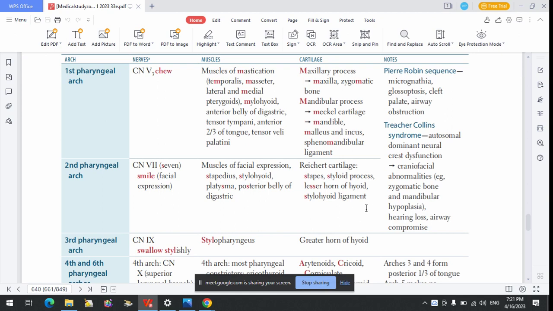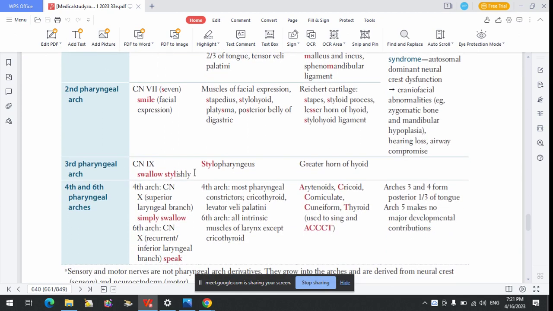You guys should just familiarize yourself with it. With time, you will learn it very well and it will stay. And they are all coming from the Reichert cartilage, unlike the Meckel cartilage in the first pharyngeal arch. All these ones are coming from the Reichert cartilage of the second pharyngeal arch.